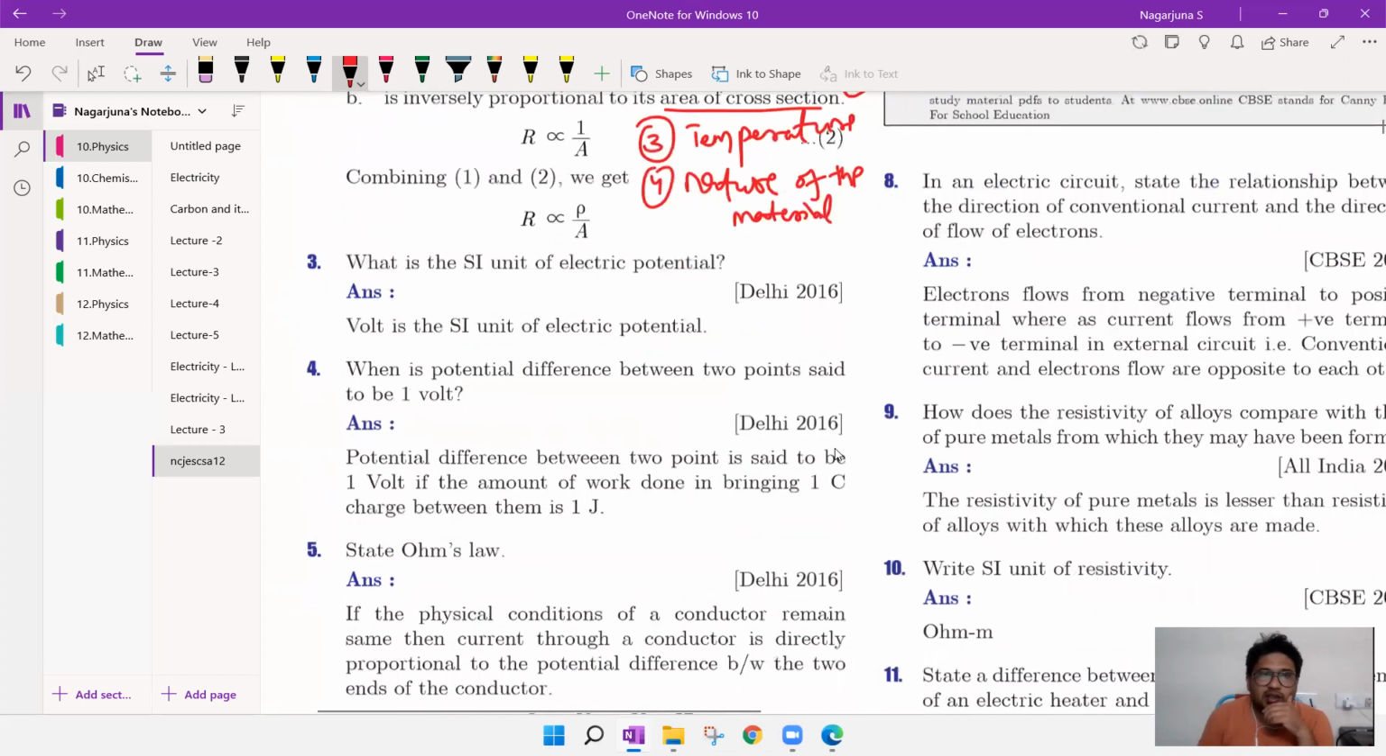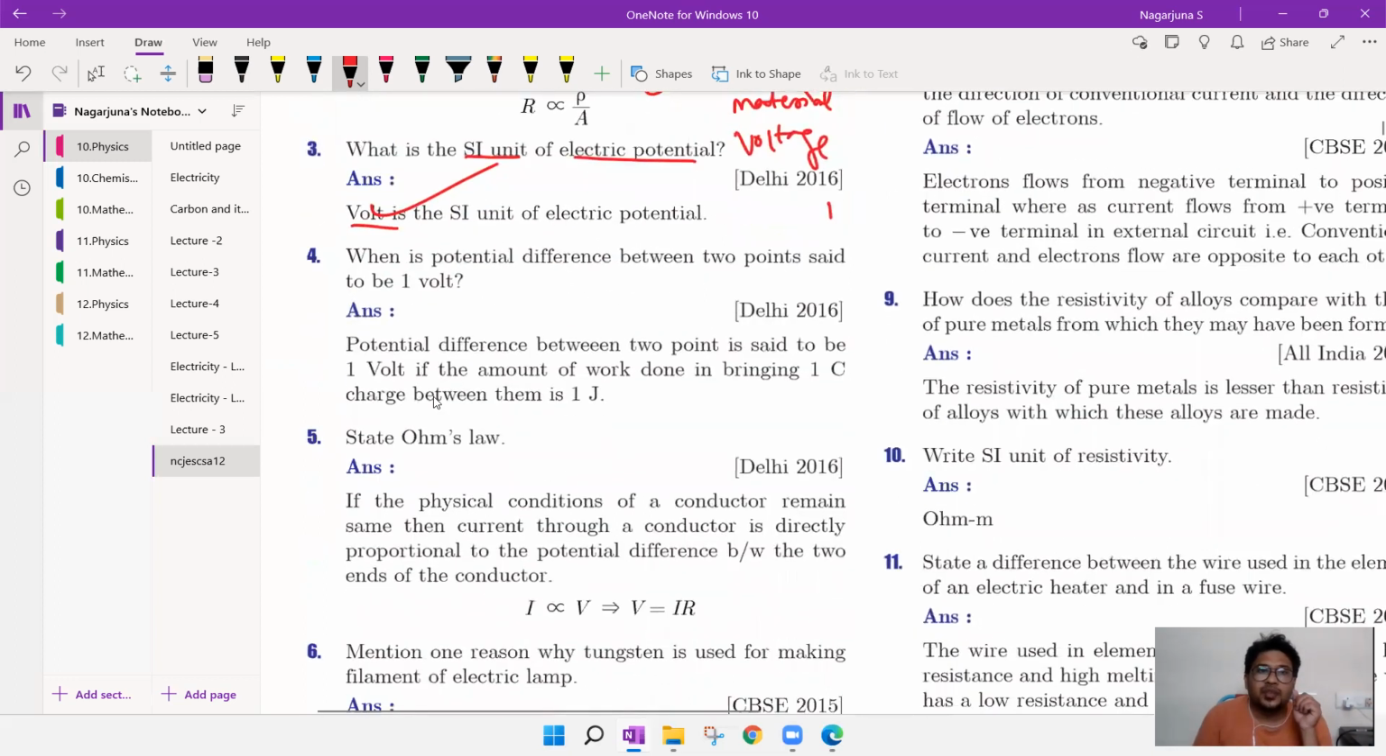Now in the 2016 question, what is the SI unit of electric potential? Electric potential or potential difference is nothing but voltage. The SI unit of voltage is volt. If they are asking any 1 mark question, try to write the answer very simple and precise. No need to write very lengthy answers. It is okay to write 1 word. So volt is the SI unit of electric potential. There is no need to write such a big answer. You can just write SI unit is equal to volt, enough, or SI unit of voltage is equal to volt. Basically they are going to see only the word volt, they will tick and give 1 mark.